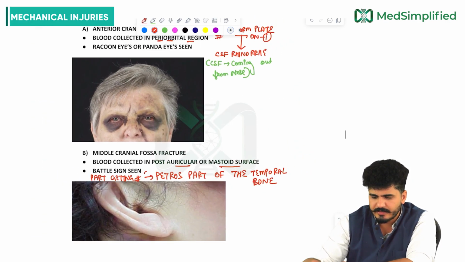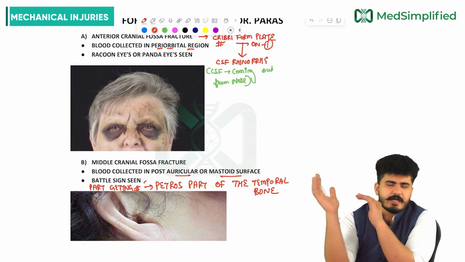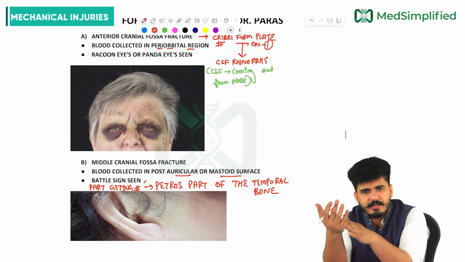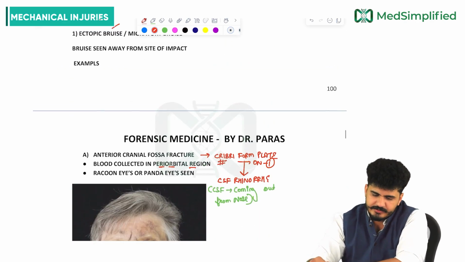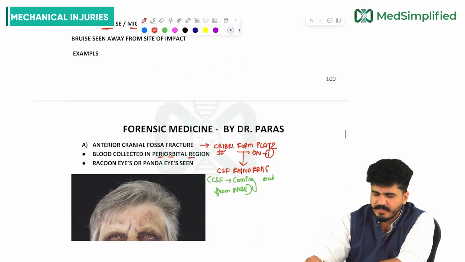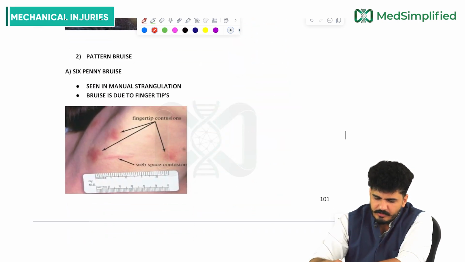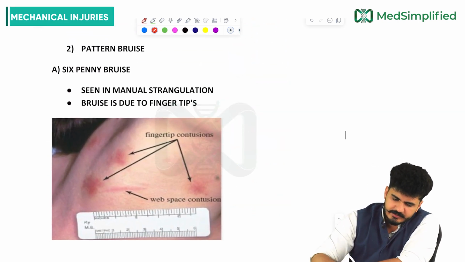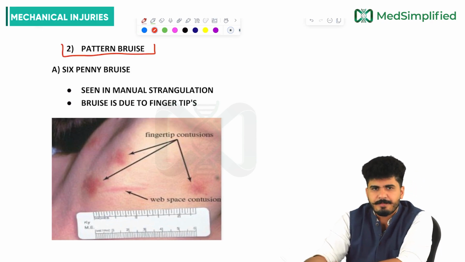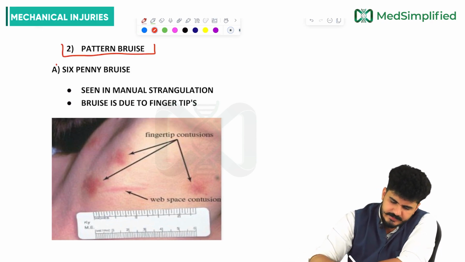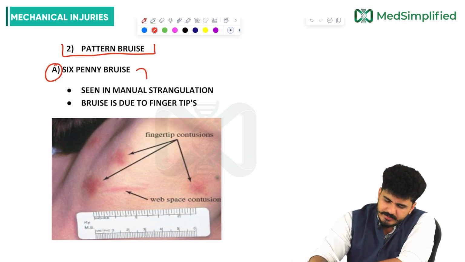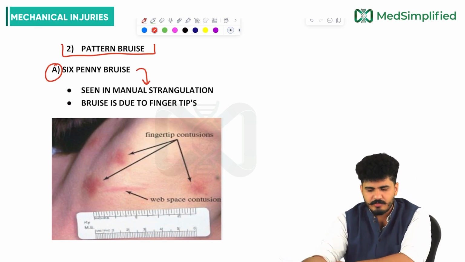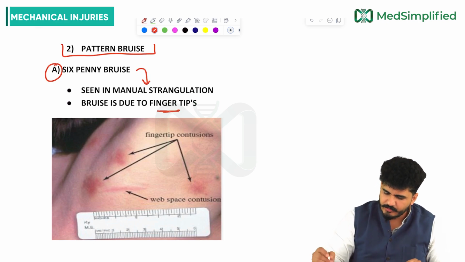So you can see very well here where the site of impact is and where the bleeding is happening. So this is what is called your ectopic bruise or migratory bruise. Now coming to the next type of bruising, that is pattern bruising, my dear friends. In pattern bruising there will be a 6 penny bruise, and this is seen in manual strangulation. Bruise is coming due to the fingerprint.